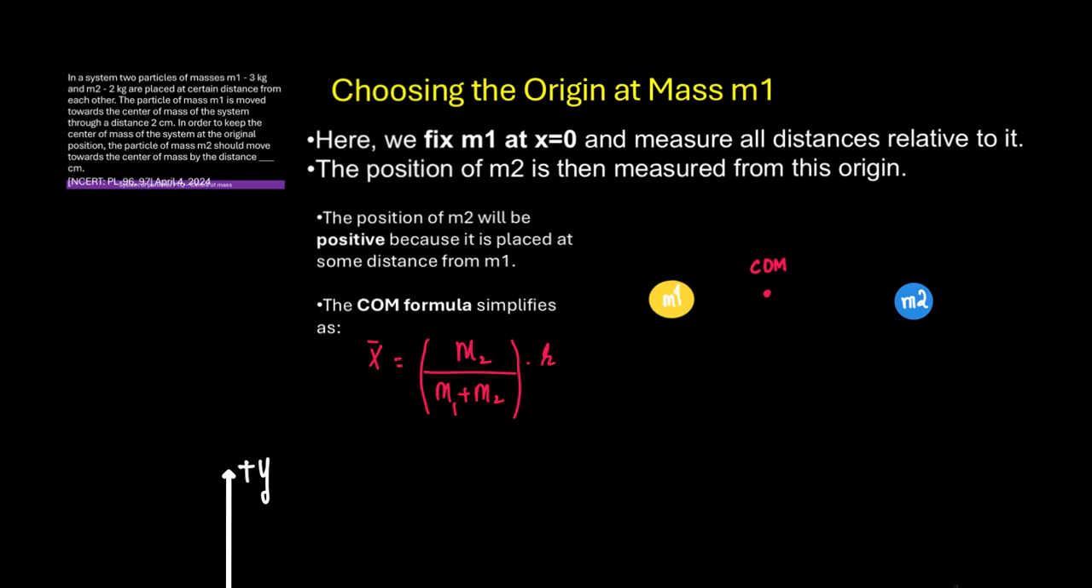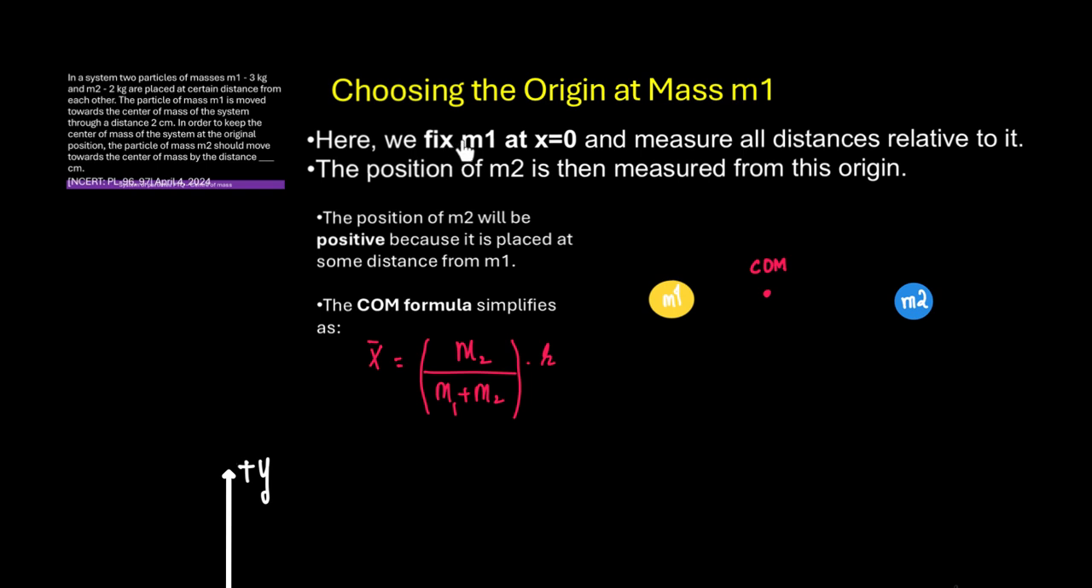So now we'll solve this question by directly using the formula x bar is equal to m2 by m1 plus m2 into r. So we've been asked to find out the change in the displacement of mass m2 when m1 is moved by 2 centimeters. Now, as we discussed in the previous section, all of these calculations will vary according to the choice of your origin. So in a given two-mass condition where m1 is equal to 3 kilogram and m2 is equal to 2 kilogram, I have considered m1 to be the origin.